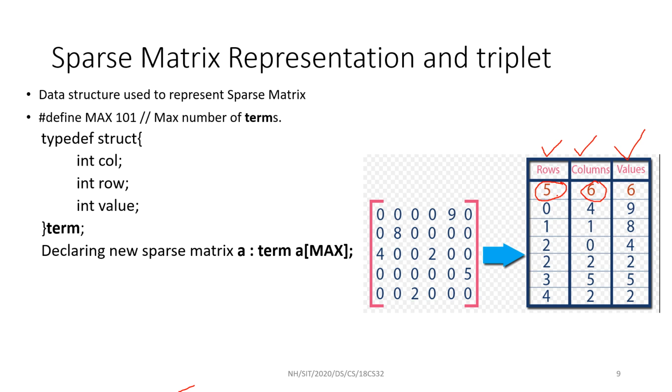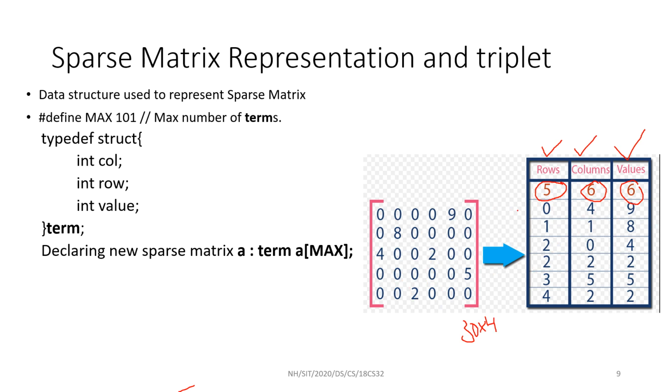This gives the size of the sparse matrix. The last entry is the number of non-zero values. Counting them, 1, 2, 3, 4, 5, 6: there are 6 non-zero values. If this representation were not used, we would have to allocate 5 into 6, which is 30, into 4 cells, so 120 memory locations for this array. That can be reduced with this arrangement.